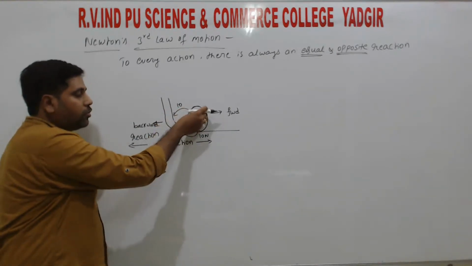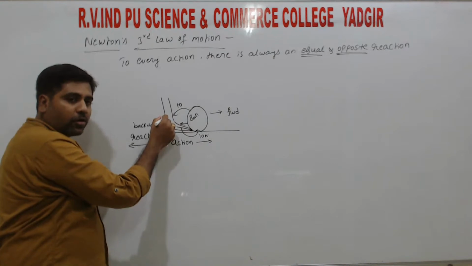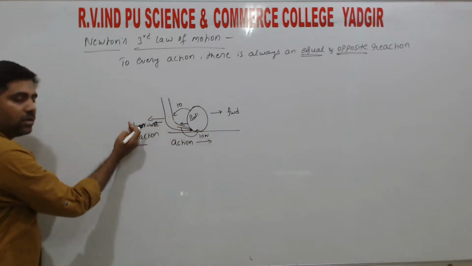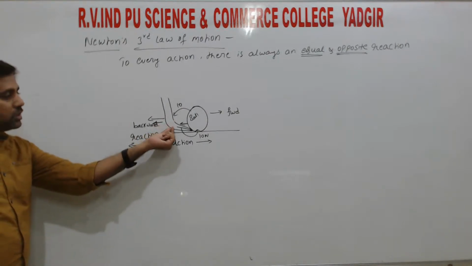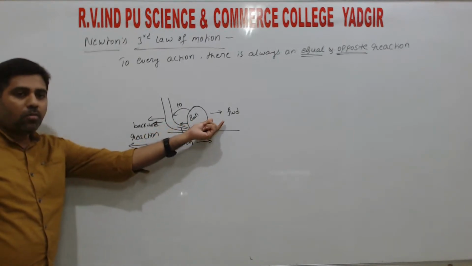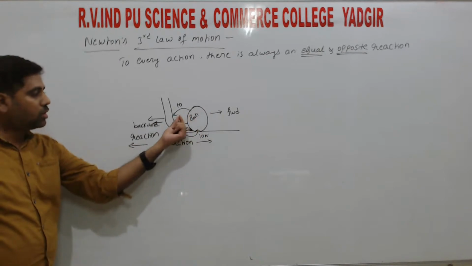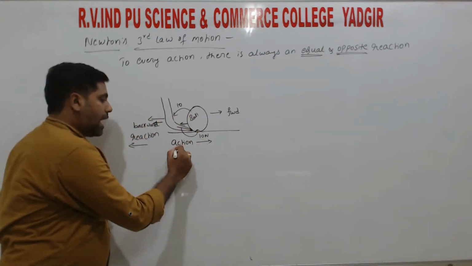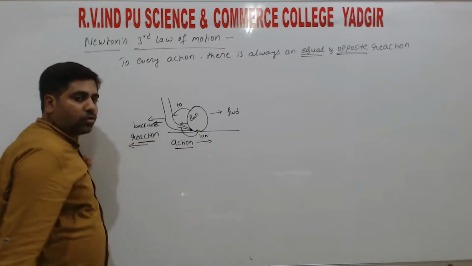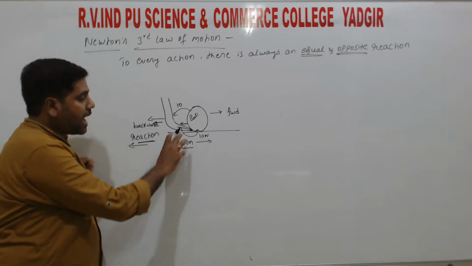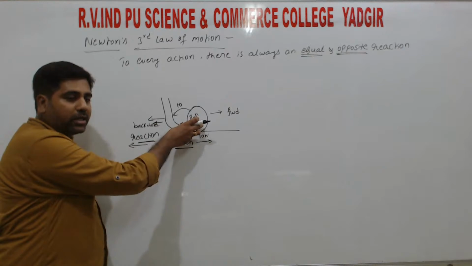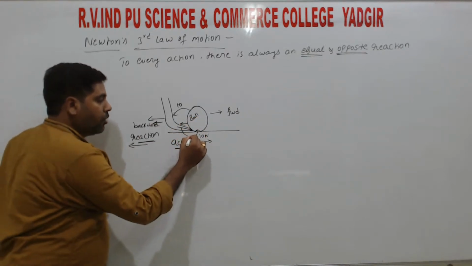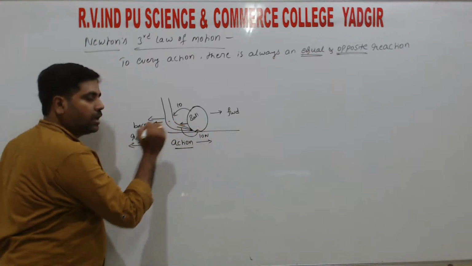So when the force acts, the leg should also move, right? Since the force acts in the opposite direction, the leg moves in the direction opposite to the direction of the ball moving. If the ball moves in this direction, the leg moves in the opposite direction. So action and reaction are the two pair of forces which act on two different bodies when they interact, right? Action is on the ball and reaction is on the leg.